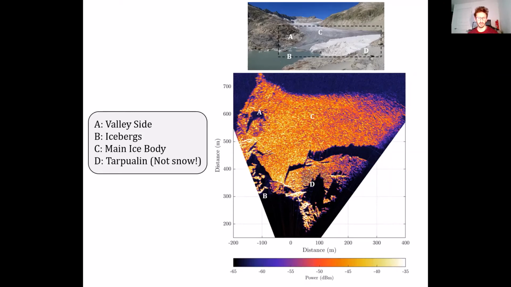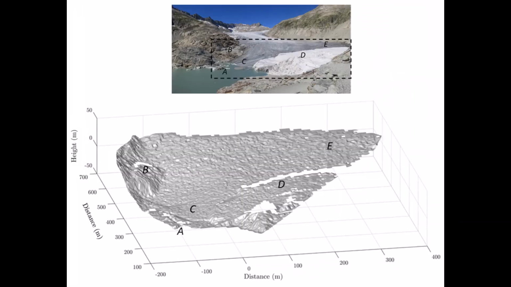The tarpaulin cover, which is labeled D, hides an ice cave below it, which is used as a tourist attraction, and this cover is there to stop the ice from melting each summer so that the attraction is preserved. This image in itself demonstrates the ability of millimeter wave radar to map out the features of a glacier surface at high resolution.